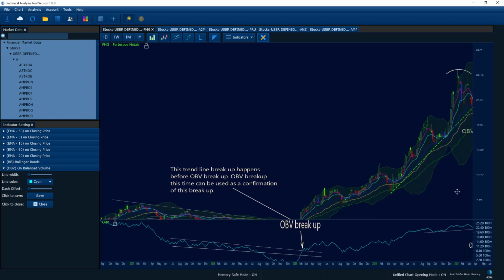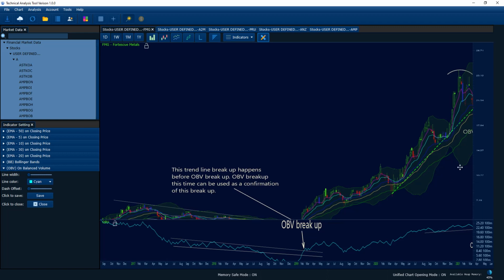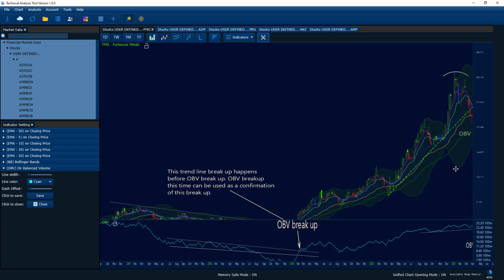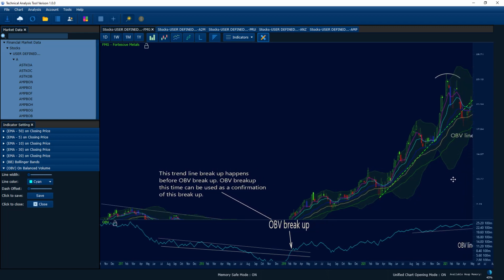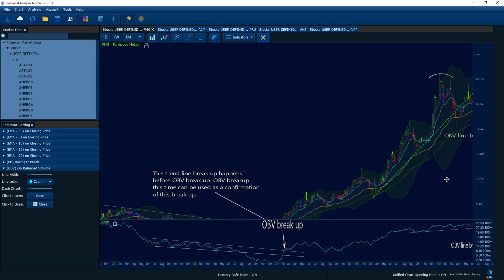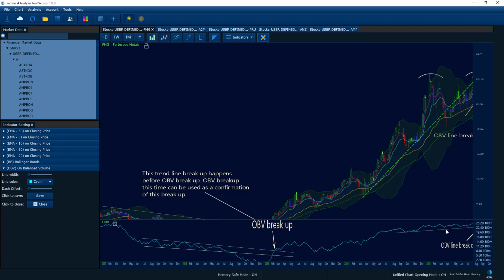So far the price respects this trend line pretty well. You can see here, and then right here. So the price action respects this trend line up to this point in time. This trend line breaks out, people sell. But if you see the OBV, it doesn't break down this trend line. The OBV trend line stays intact. So okay, some people might still hold.